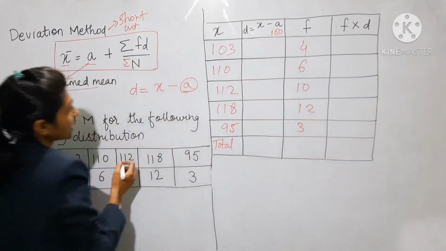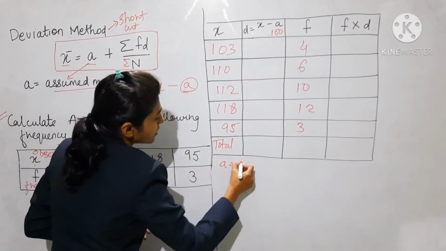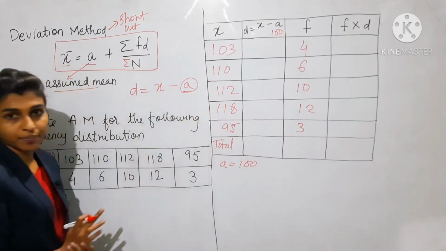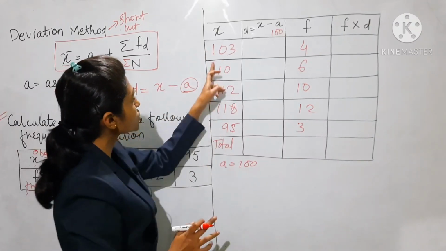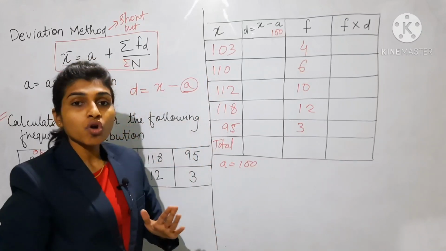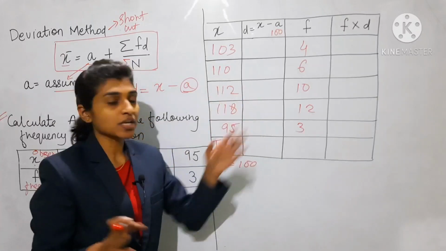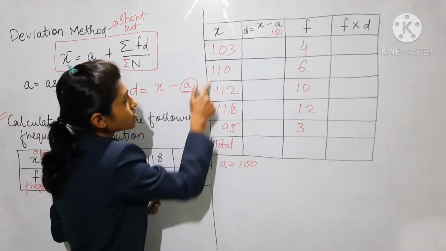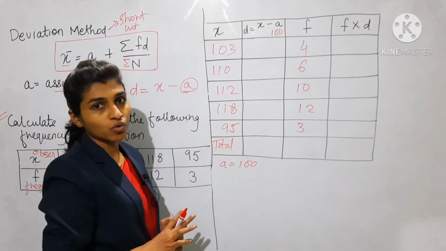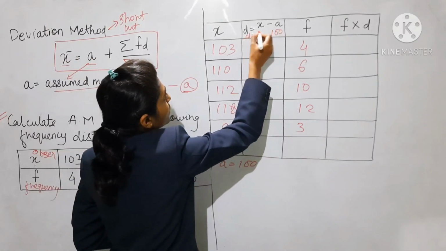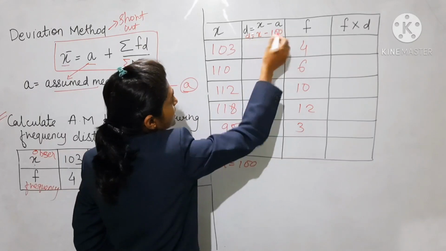Okay, we are taking A as 100 because 100 is closer to this number. Okay, 100 is closer to this observation. Do not take too small a digit or too large a number. Whichever number is closer to this observation, take that number only as your assumed mean. Okay, so D is equal to X minus 100.